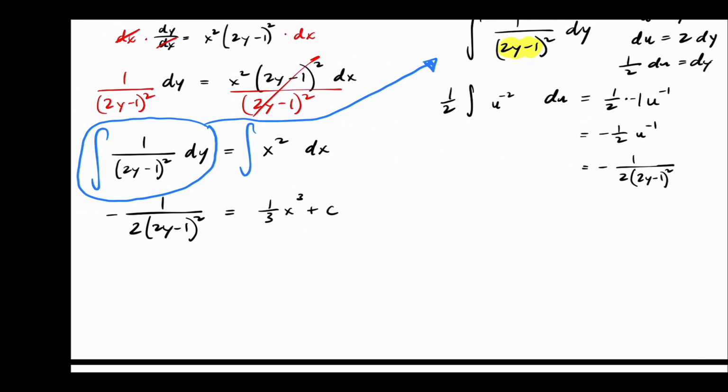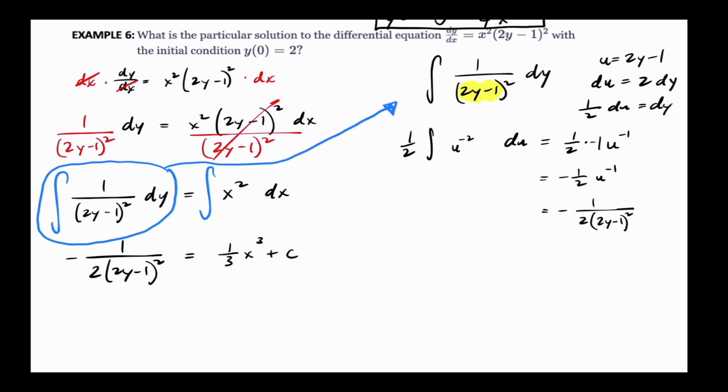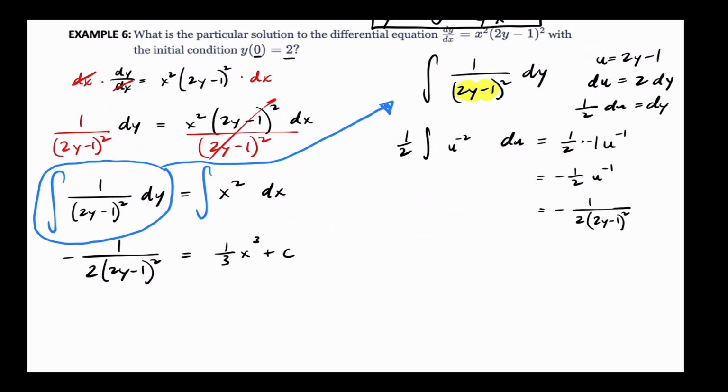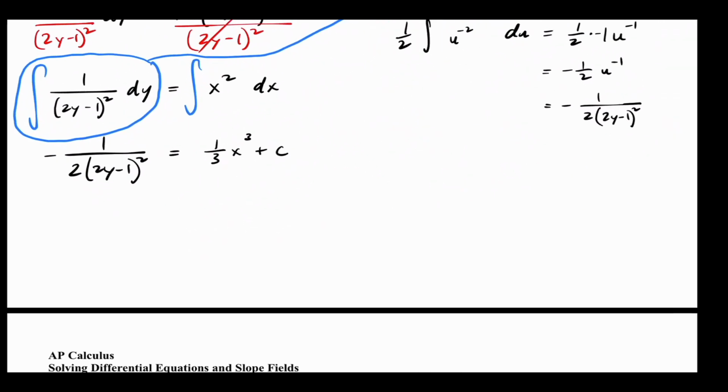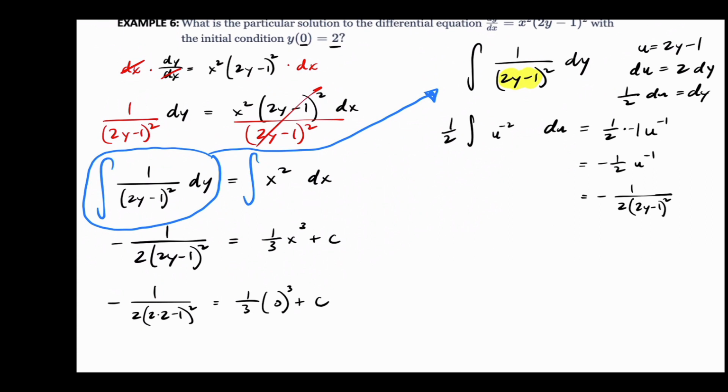Okay. So you could either solve for y now and then plug in the points, or plug in the points now and solve for y. It's up to you. If we plug in the points now, we got x is 0, y is 2. So everywhere you see an x, plug in a 0. Everywhere you see a y, plug in a 2.